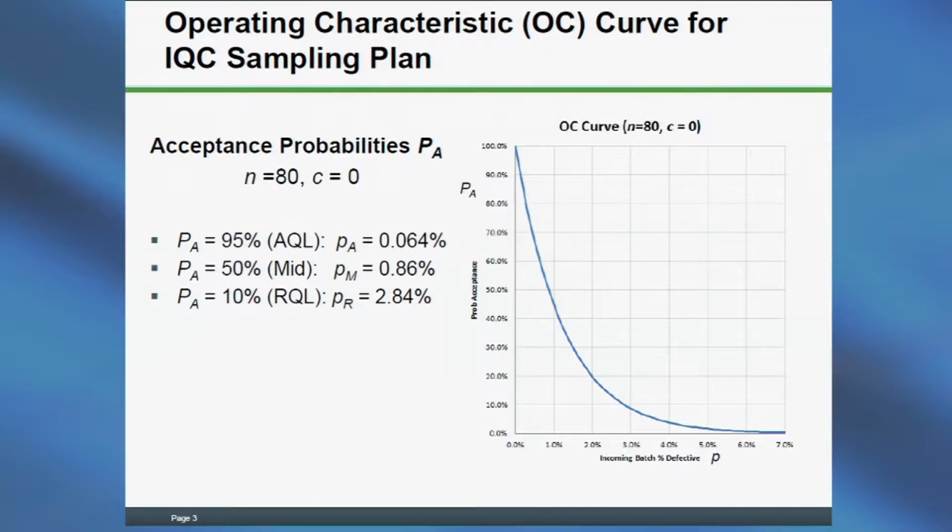Obviously, if the defect levels are coming in low, you would like to accept that product a lot and use it in production. On the other hand, the 10% probability of acceptance or 90% probability of rejection is called the RQL, rejectable quality level. And at that point, you'd have to reject the product a great deal of the time. That level corresponds to about 2.84%, whereas the acceptable quality level is very low, 0.064%. And there's a midpoint over there that's about 50% probability of acceptance. That's about 0.86%.